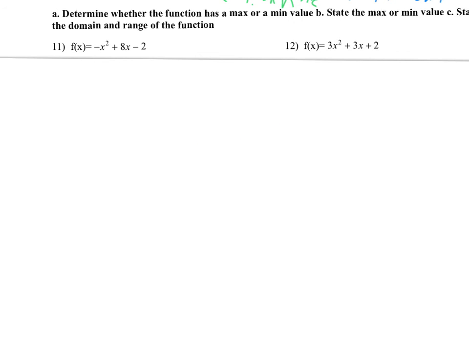All right, next up, we have to decide whether this function has a max or a min value. So already I know that this has an a value that's positive, so it's going to be an upward-facing parabola. So you can see that the vertex is the minimum. And so for part B, we actually have to find the vertex.